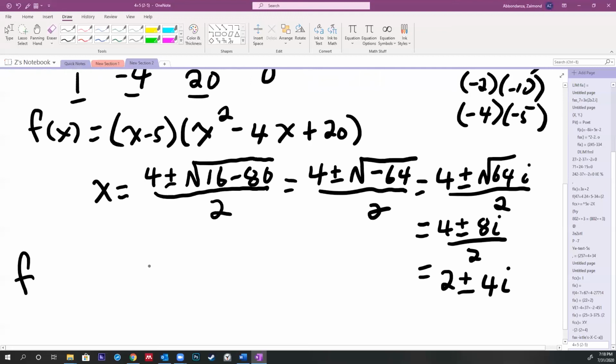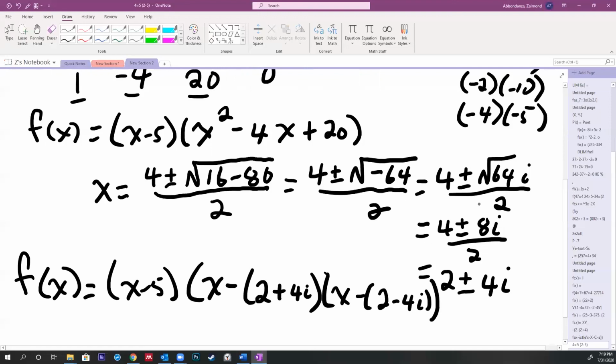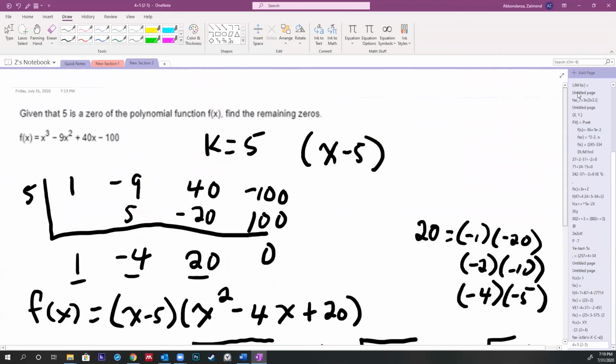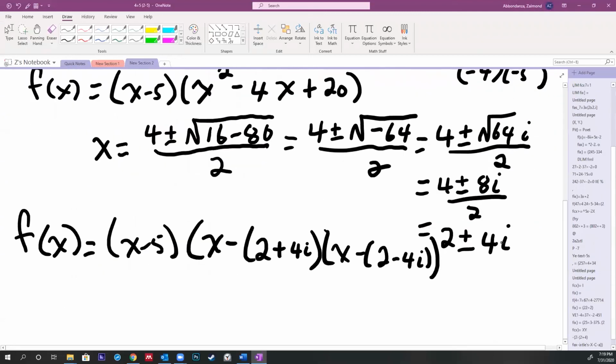So I'm going to continue, and I'm just going to factor it. And say that we have x minus 5 times x minus the first root, which is 2 plus 4i, times the last factor, x minus 2 minus 4i. And again, the question here was find the remaining zeros. That was the problem. So those are the 2 remaining zeros, 2 plus 4i and 2 minus 4i. And that's it.